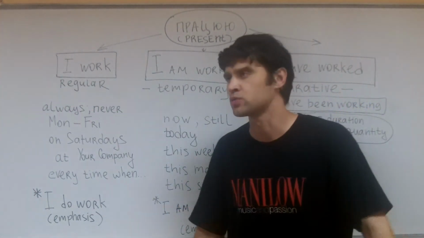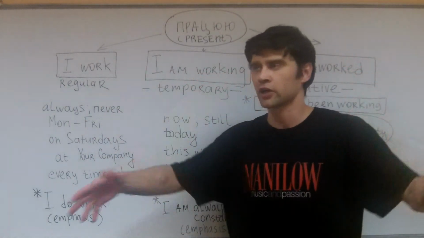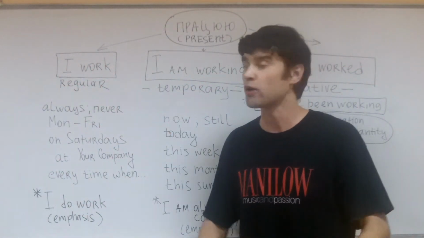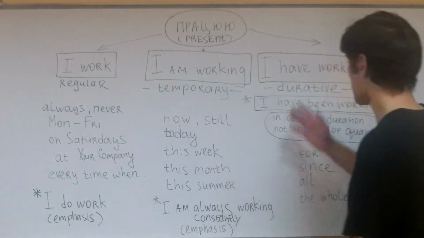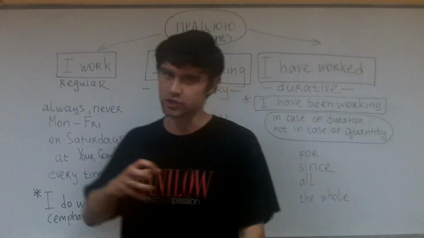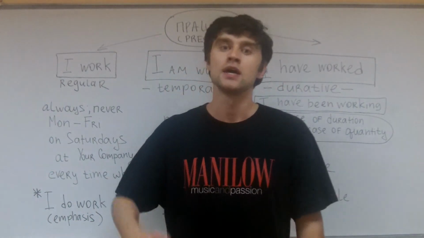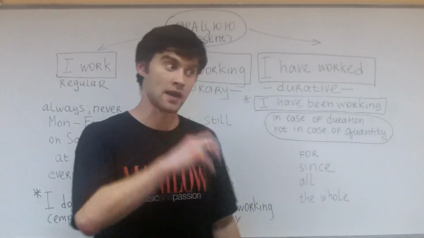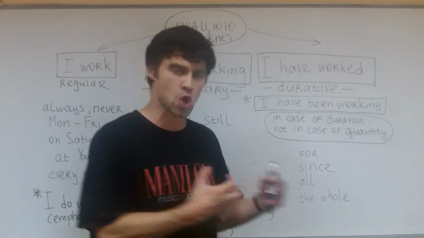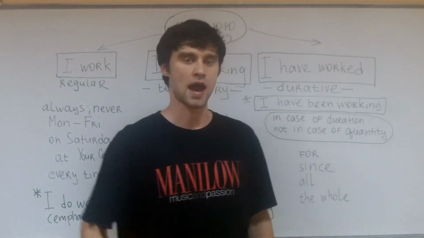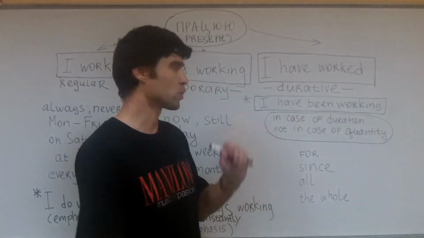I'm always working later than everybody else in this company, and I don't like it. Okay? Now, I've worked, that's duration. Something in the past until now. Duration. All right? To make it an emphatic sentence, to make it stronger, you can say, I've been working. Okay?